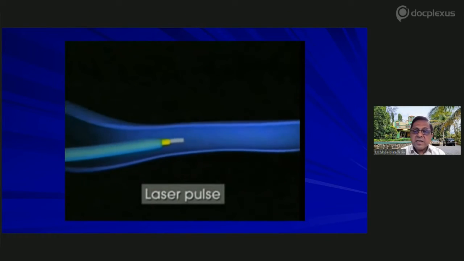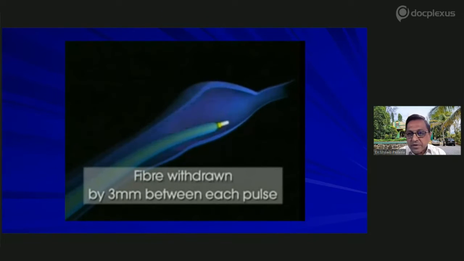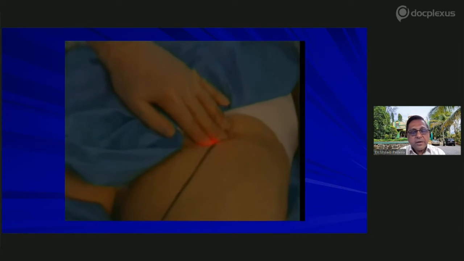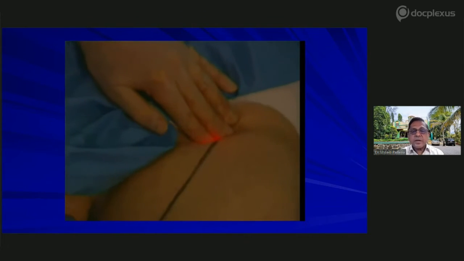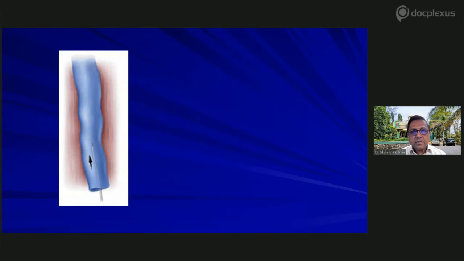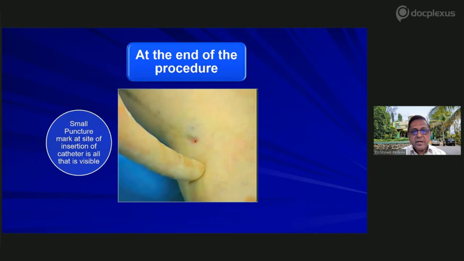You start giving laser energy, and as soon as you do that, the vein immediately starts collapsing. And you keep on withdrawing the fiber step by step. In the matter of a few minutes, the entire vein is now closed. So as you can see from here, you bring the fiber all the way down and the vein gets closed, and you bring it all the way down to your point of entry, you remove everything, and all that you're left behind is a small puncture mark at the site of insertion. And that's all there is.